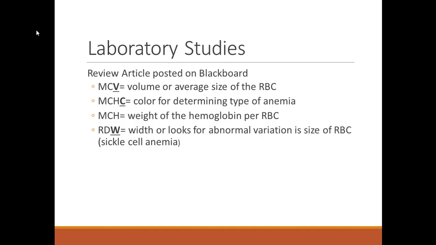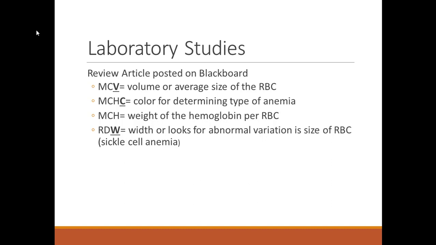The MCH is the weight of the hemoglobin per single red blood cell. So basically, how much hemoglobin is in each red blood cell. The range is generally 26 to 34. And an increased MCH or an increased weight indicates macrocytic anemia, so large cell anemia. Lower weight will tell us that it's a microcytic anemia, a lower weight anemia, small cell.